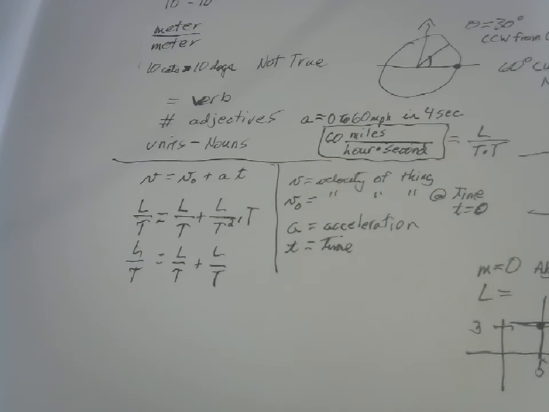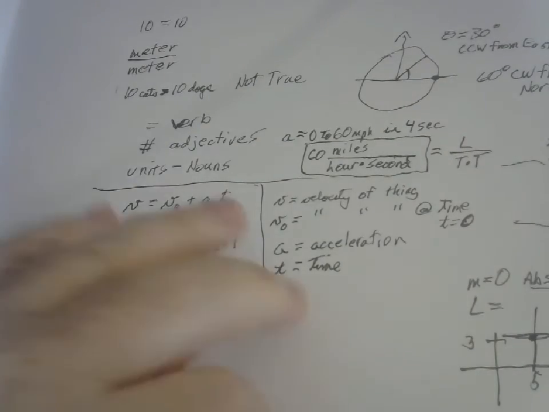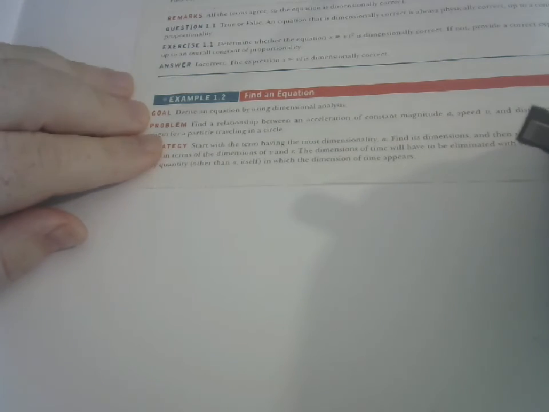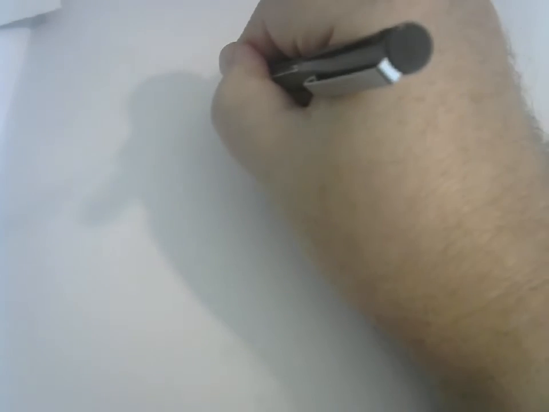Okay, the next question is going to be a little puzzle. Let's pull that up, and it says find a relationship between the acceleration of constant magnitude a, speed v, and distance r from the origin for a particle traveling in a circle. So we've got an acceleration a, speed v, and a distance r.